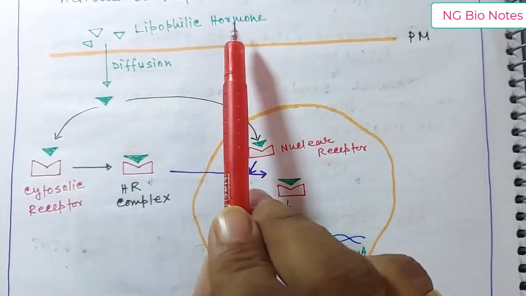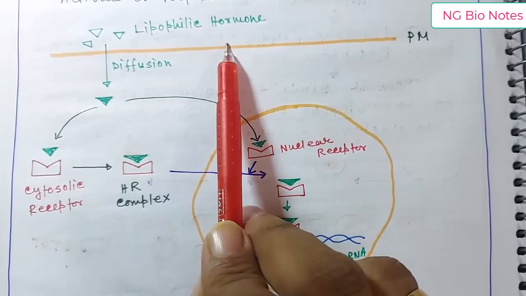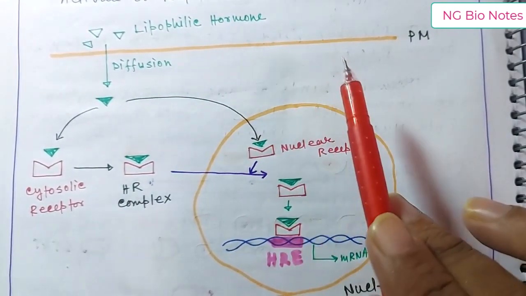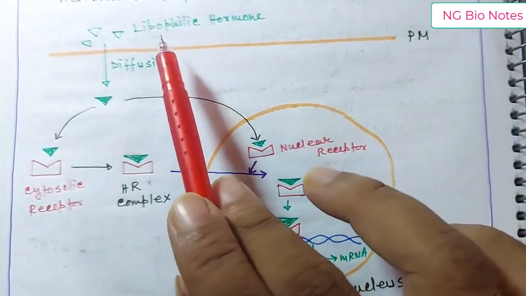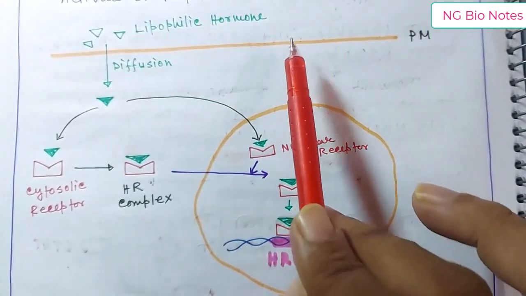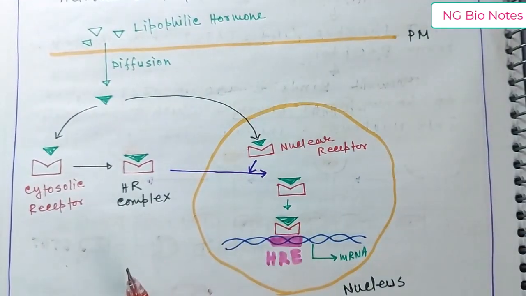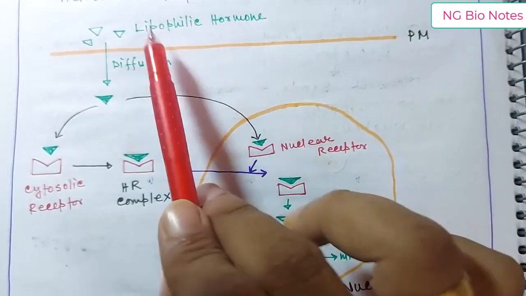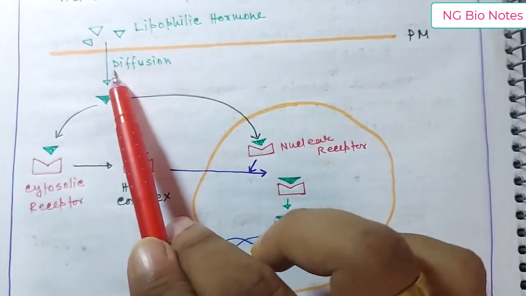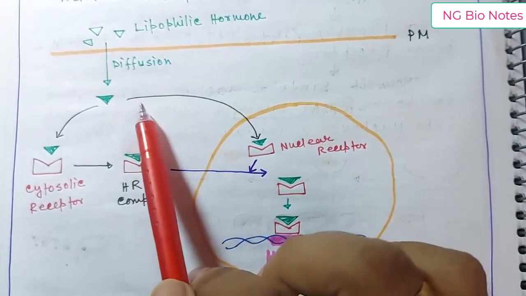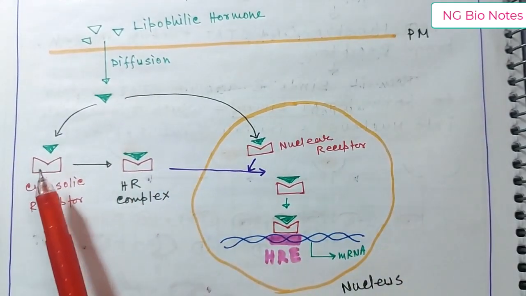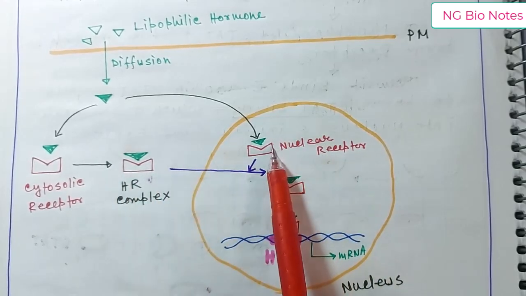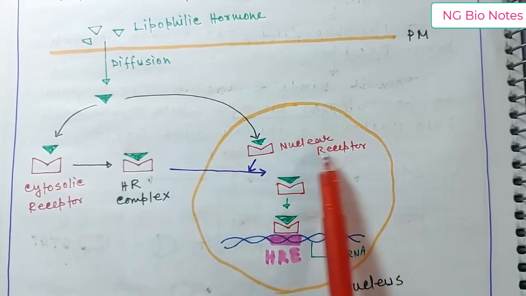So these are the lipophilic hormones, that means they can cross the plasma membrane. Different types of sex hormone or steroid hormone or thyroxine hormone can cross the plasma membrane, so they act via this receptor. You can find this lipophilic hormone just outside of the plasma membrane, and by process of diffusion this lipophilic hormone enters into cytoplasm, and it can bind with cytosolic receptor or it can bind with nuclear receptor. And when it binds with this receptor, then the hormone receptor complex will be formed.